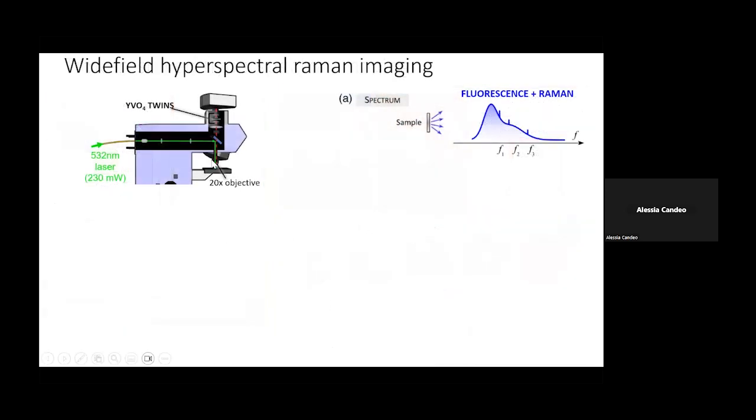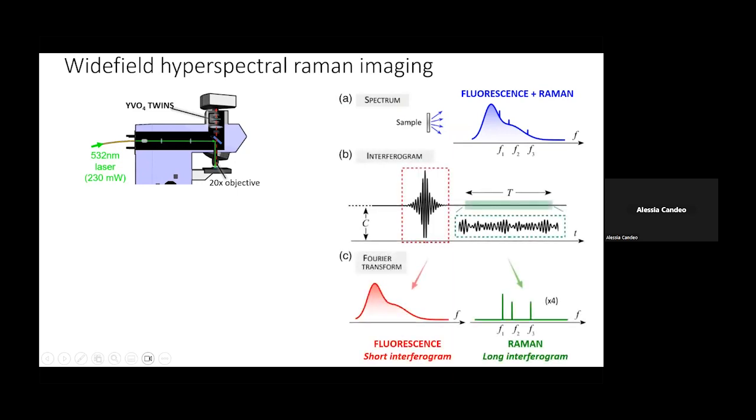Lastly, we have recently implemented our first wide field hyperspectral Raman imaging system, where basically we have used the microscopic configuration of the TWINS coupled with a 532 nanometer laser. As we all might know, it's always hard to discriminate between fluorescence and Raman emission from samples, but with an interferometric approach, it becomes easier.